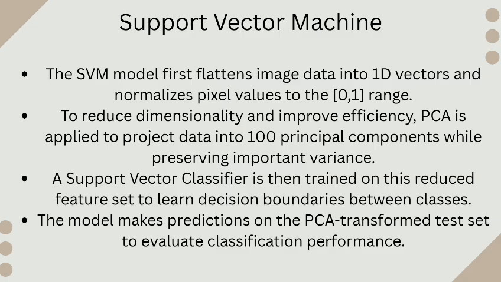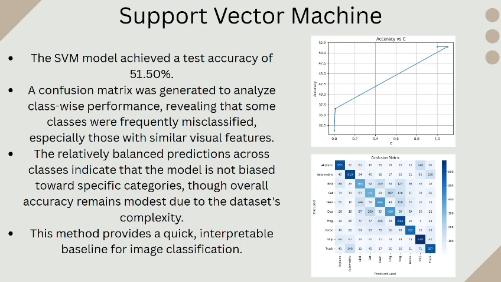The model first flattens and normalizes the data. We use PCA to reduce it to 100 principal components. A support vector classifier is then trained on this dataset. The model achieves an accuracy of 51.5%. A confusion matrix is generated to analyze class-wise performance. We observe that predictions are balanced. This shows that the model is not biased, but accuracy is low due to the dataset's complexity.